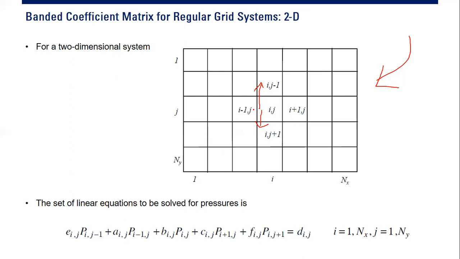Okay, so that's the reality. All right, so the set of linear equations to be solved for pressure, we want to know the pressure here, the pressure here. We want to know the pressure distribution everywhere. So we use this set of linear equations. All right, now the equation becomes longer and more complicated. We not only have coefficients A, B, C, and D, we get two new members, which are E and F.